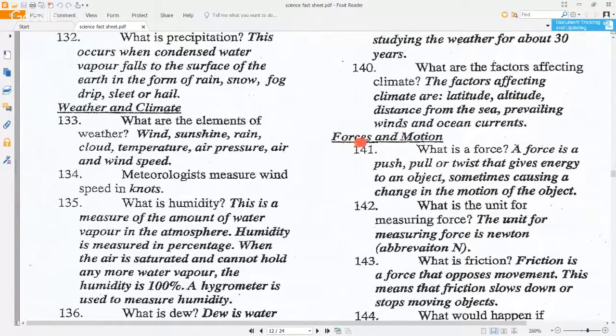141. We're moving now to forces and motion. What is a force? A force is a push, pull, or twist that gives energy to an object, sometimes causing a change in the motion of the object. What is the unit for measuring force? The unit for measuring force is Newton, and it's abbreviated with the N.